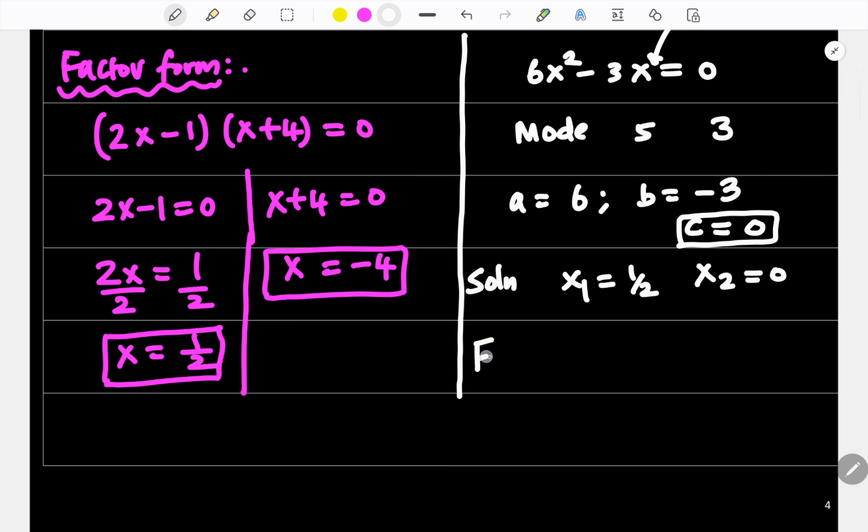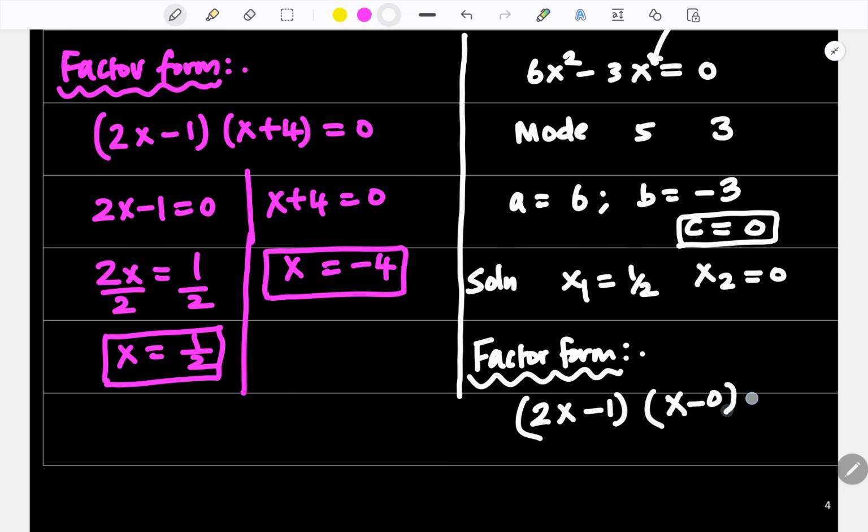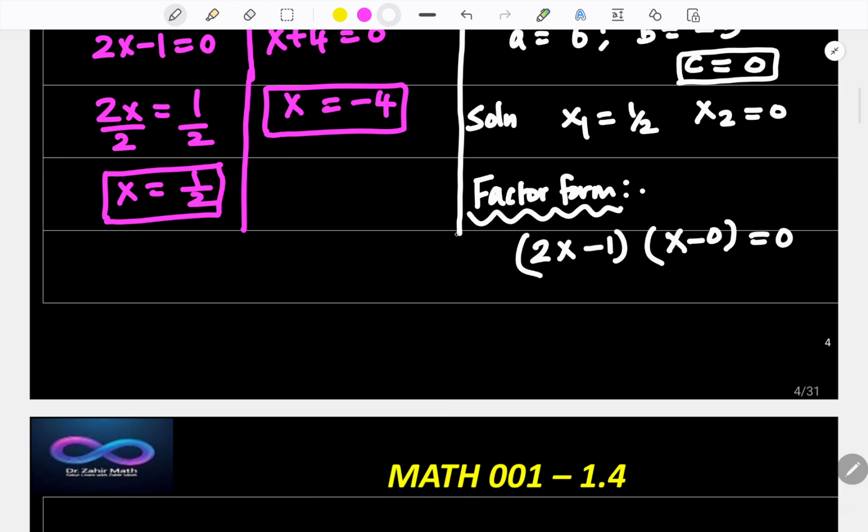But the question is what? Factor. So you are going to write what? Factor form. So what is factor form? If it is down, go from the down 2x. If it is plus, write it as minus 1. And here x minus 0 equal to 0. Right. When two products are equal to 0, each product is equal to 0. 2x minus 1 equal to 0. x minus 0 equal to 0.